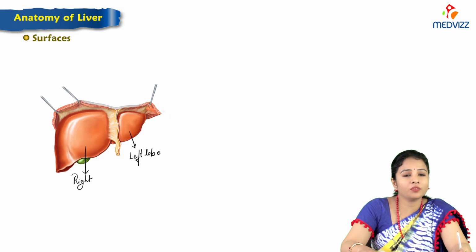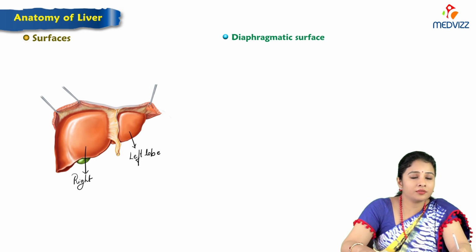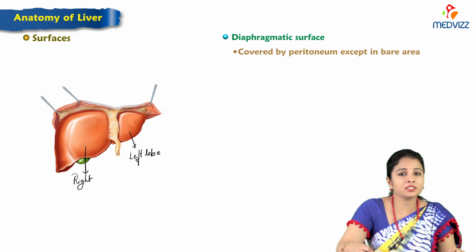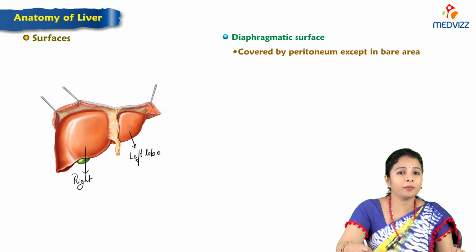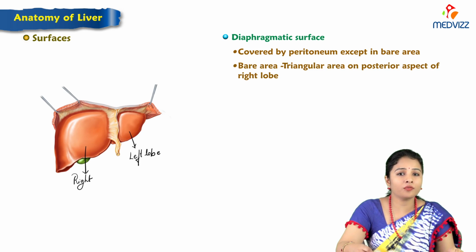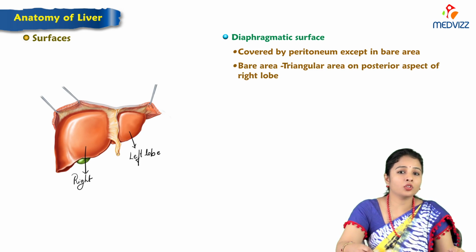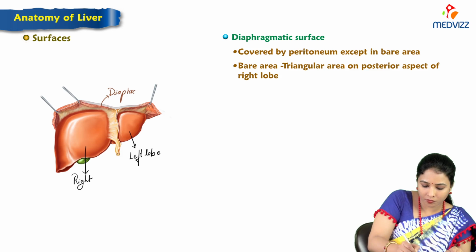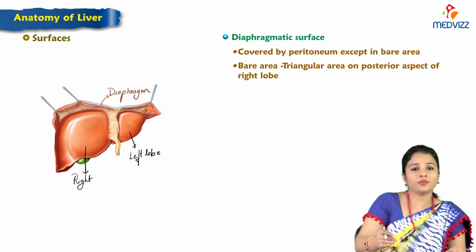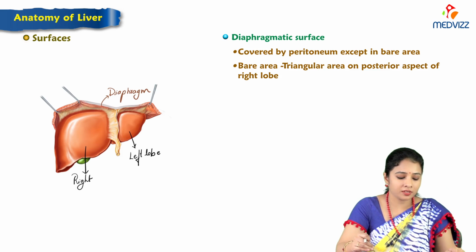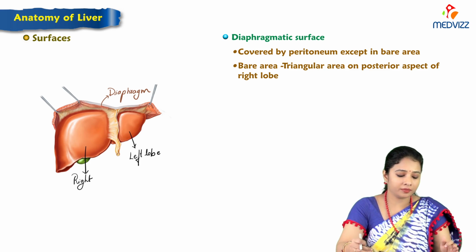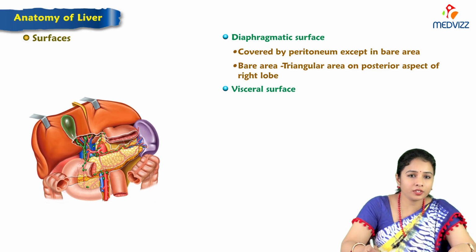The two surfaces of the liver are the diaphragmatic surface, where the diaphragm is related. So the diaphragmatic surface is covered by the peritoneum except in the bare area. So the bare area of liver, it is a triangular area on the posterior aspect of right lobe of liver. So this is the diaphragm. So this upper surface is the diaphragmatic surface and it is covered by the peritoneum except at the bare area of liver. So the next surface is the visceral surface of liver.